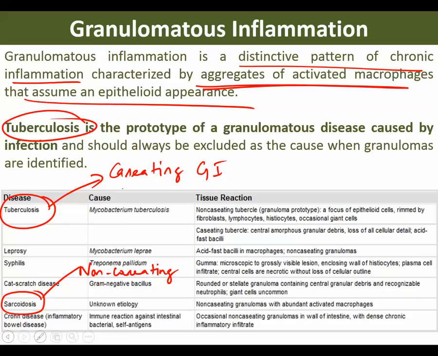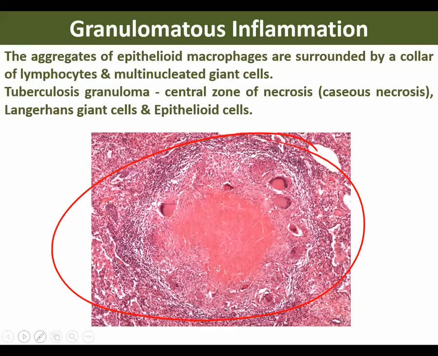Because caseating granulomatous inflammation, the center area will have necrosis. Non-caseating will not. Now, non means no. So we use non-A like that, in English. So it is granulomatous inflammation.